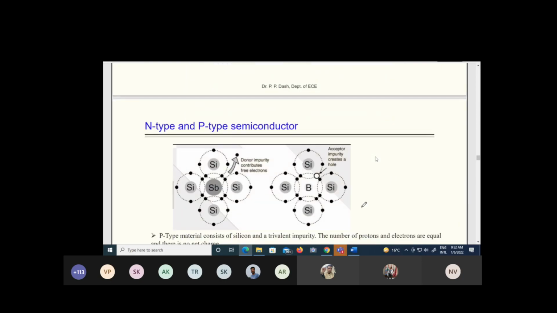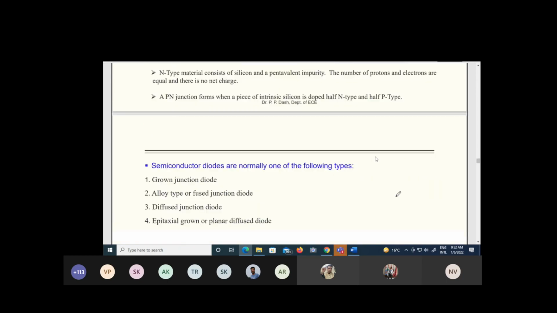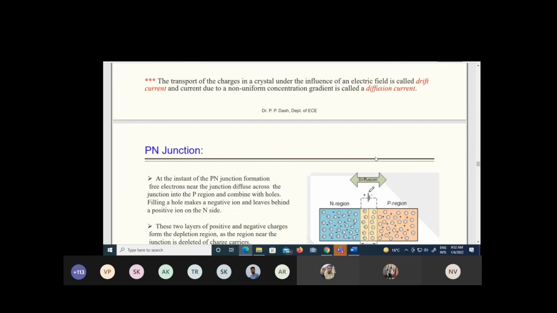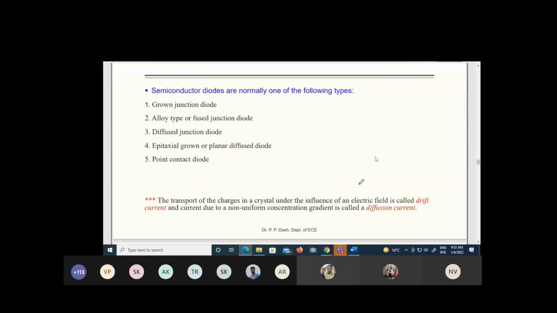Then in the next class, we'll start about the p-n junction: p-type semiconductor, n-type semiconductor, how they are formed, which impurities are added to form the p-type and n-type, and how the p-type and n-type are combined to form the p-n junction, and about the junction potential. All these things we'll discuss in the next class.